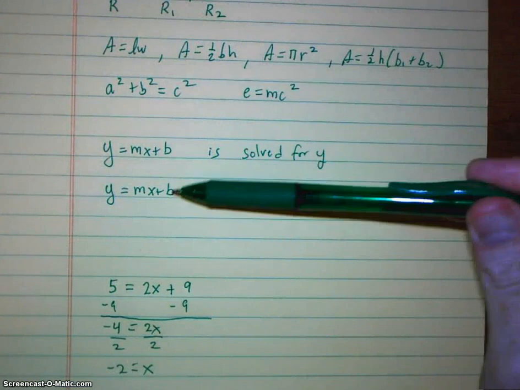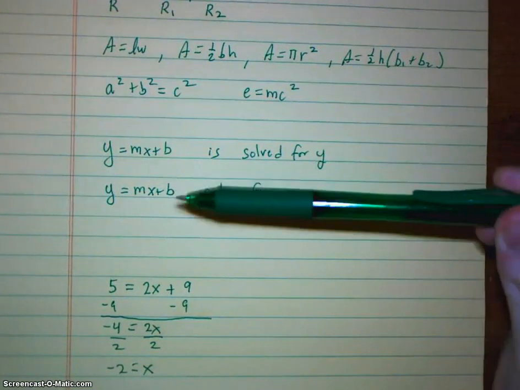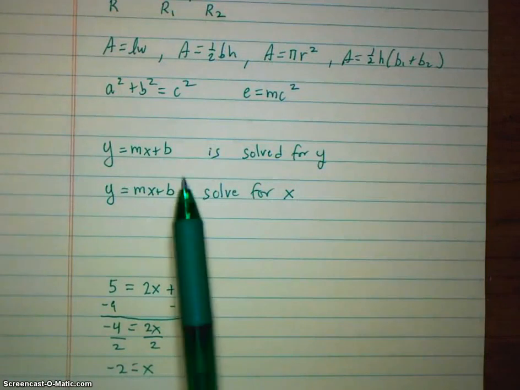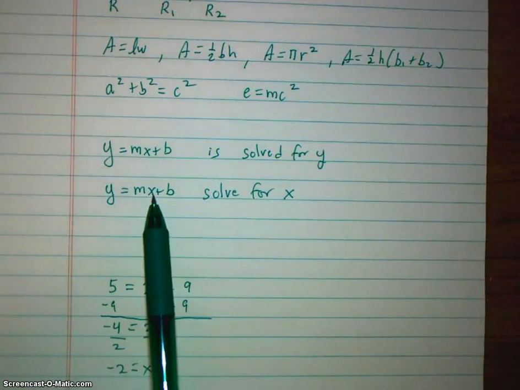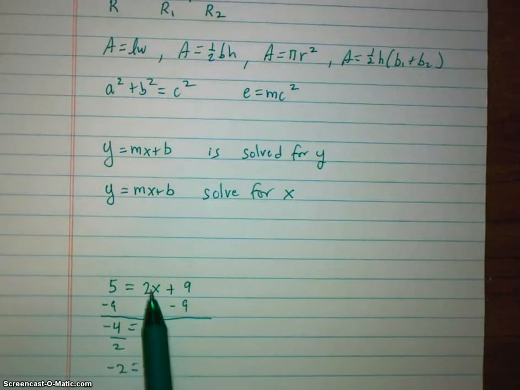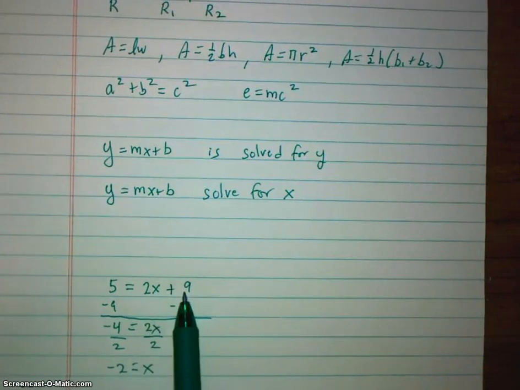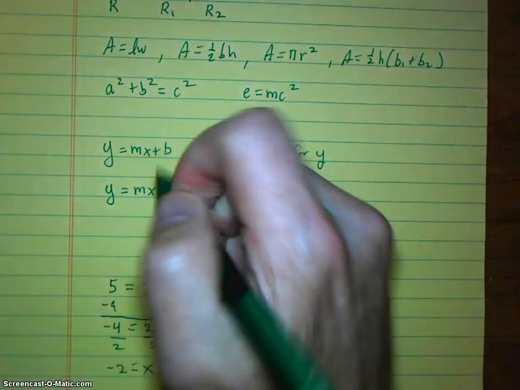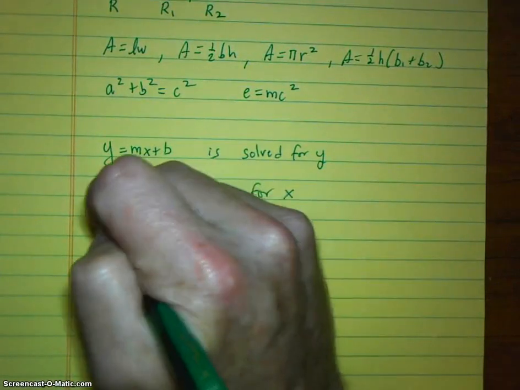This equation back up here, solving for x, is really the exact same thing. We're trying to get this x all by itself. X is connected by a multiply, and it's also connected by an add, just like it was here. Connected by a multiply, connected by an add. The first thing we do is we get rid of the add. We subtract the 9 on both sides. Same thing happens here. We're connected by a multiply and an add. We get rid of the add. We do minus b on both sides.